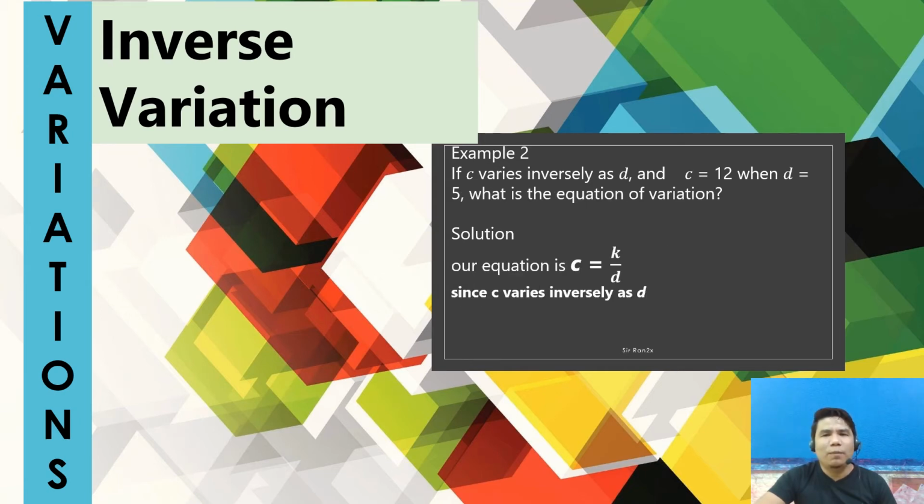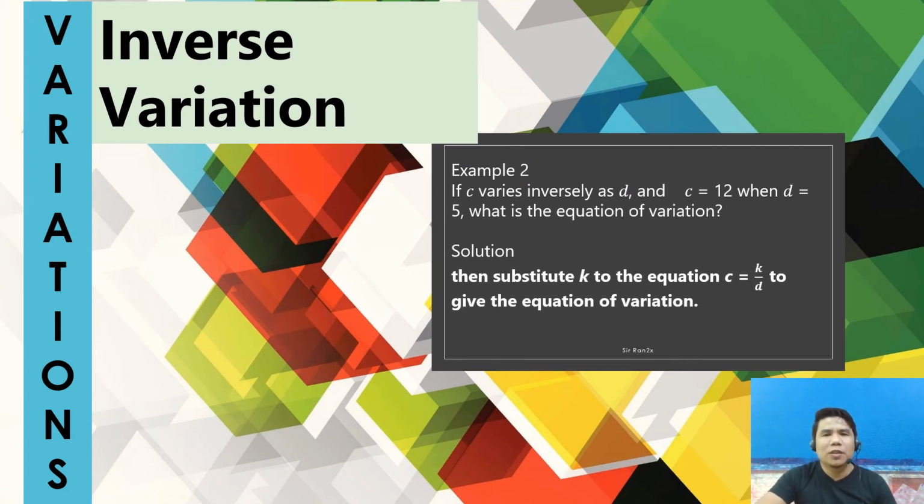And what is that equation of variation? So here, our equation would then be C is equal to K over D, as we translate the statement. So we can now substitute the value of our k so we can have our equation of variation.